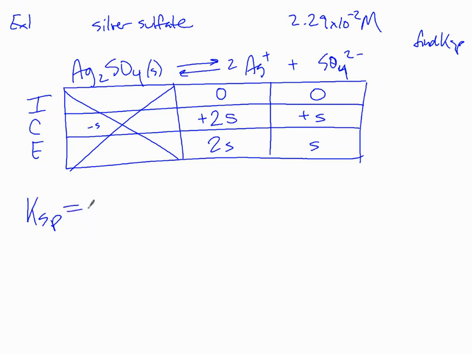So write the equilibrium expression for this reaction. What is my equilibrium expression going to be for this reaction? It's going to work the same as the equilibrium expressions we learned about in 3.1. So our products are going to be on top and the reactants would be on bottom. But remember, solids stay out of my equation. So it's just going to be the concentration of silver squared times the concentration of sulfate.